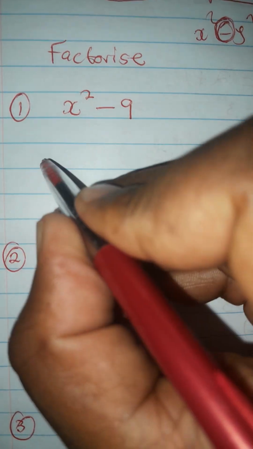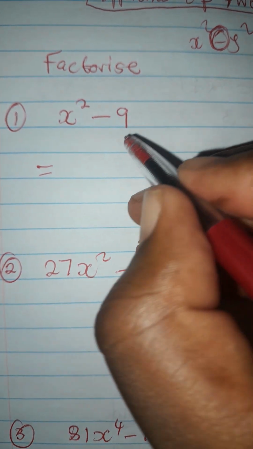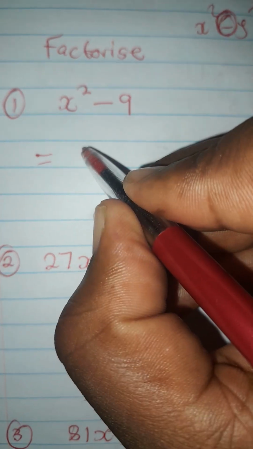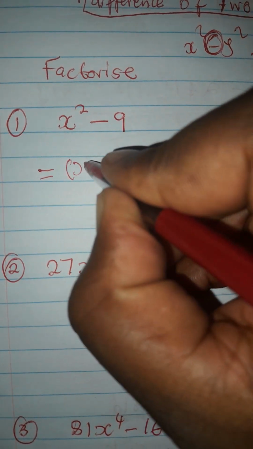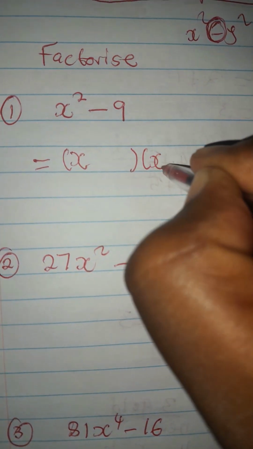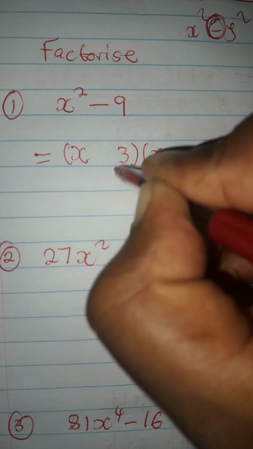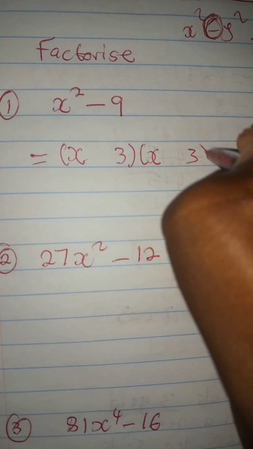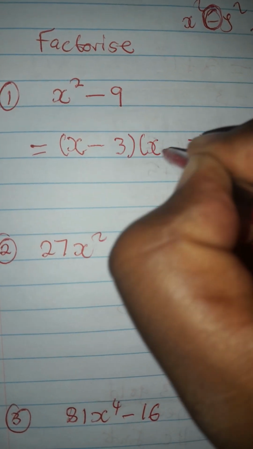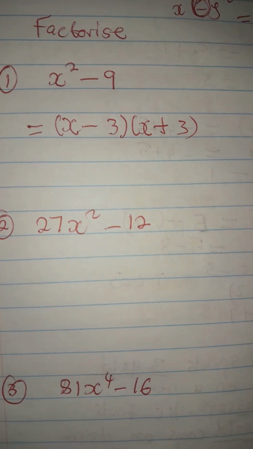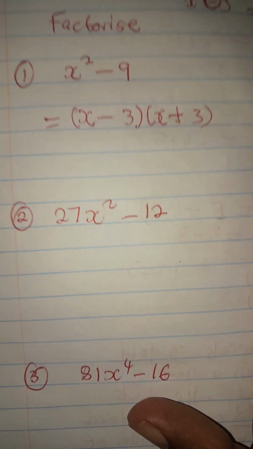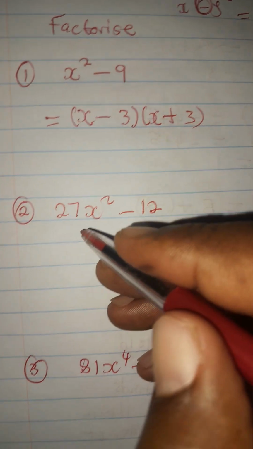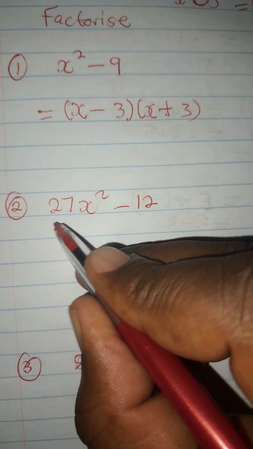So let's go to this part. We are given x squared minus 9. What are the factors of x squared? They are x and x. The factor of 9 is going to be 3, and 3 times 3 is 9. So it will be minus and plus. It doesn't matter, you can start with plus and then minus, it's still the same thing.